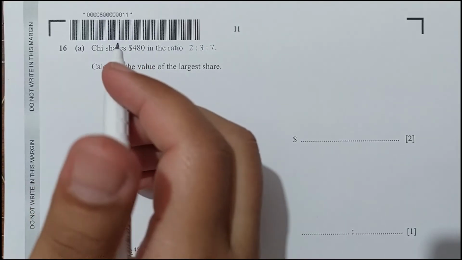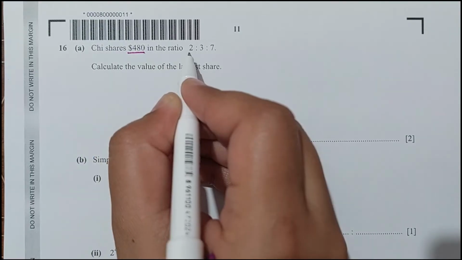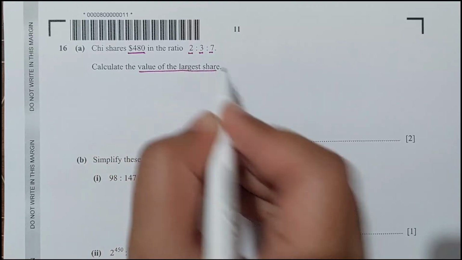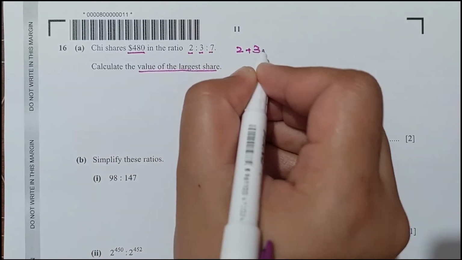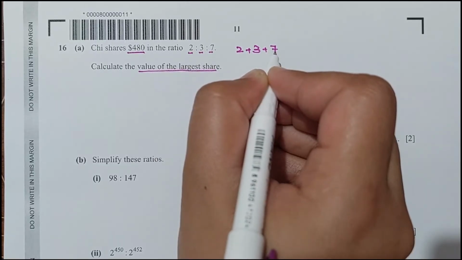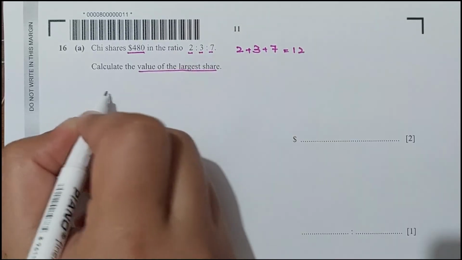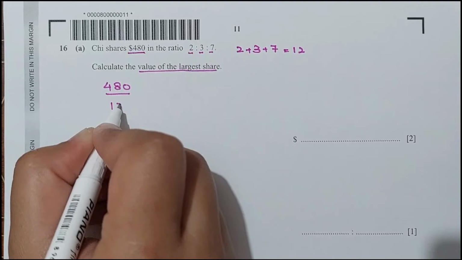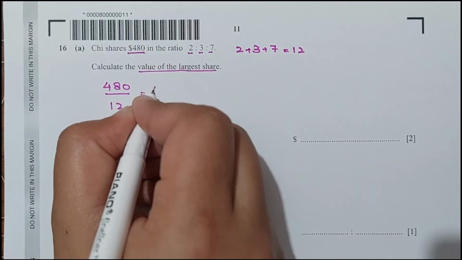Question number 16, part A. She shares $480 in the ratio 2, 3 and 7. Calculate the value of the largest share. So what is the total ratio? 2 plus 3 plus 7. 3 and 7 is 10, and 10 plus 2 is 12. So the total amount is 480 divided by the total ratio 12. What is 480 out of 12? This is equal to 40.